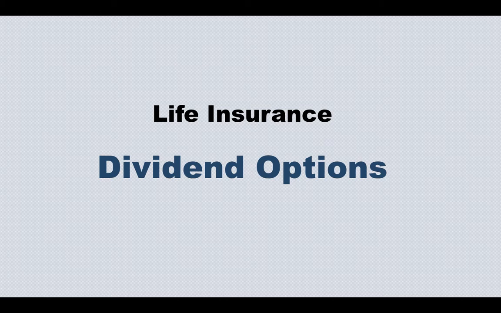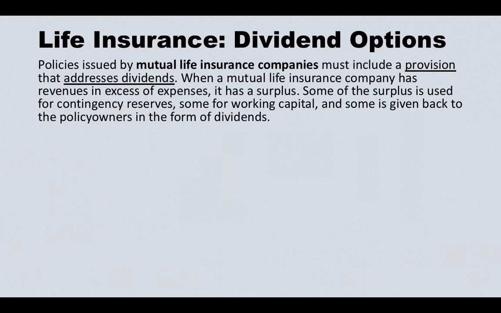Hey, in this video, I'm going to talk about dividend options in some life insurance. Policies issued by mutual life insurance companies must include a provision that addresses dividends. When a mutual life insurance company has revenue in excess of expense, it has a surplus. Some of the surplus is used for contingency reserves, some for working capital, and some is given back to the policy owners in the form of dividends.